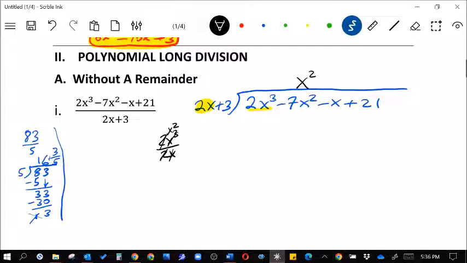Why not? And what I'm now going to do with it is I'm going to multiply it to the 2x, and I'm going to multiply it to the 3. So this gives me 2x cubed, x squared times 2x. And when I multiply it to the 3, I get 3x squared. I want to put that in parentheses because I'm going to subtract it.